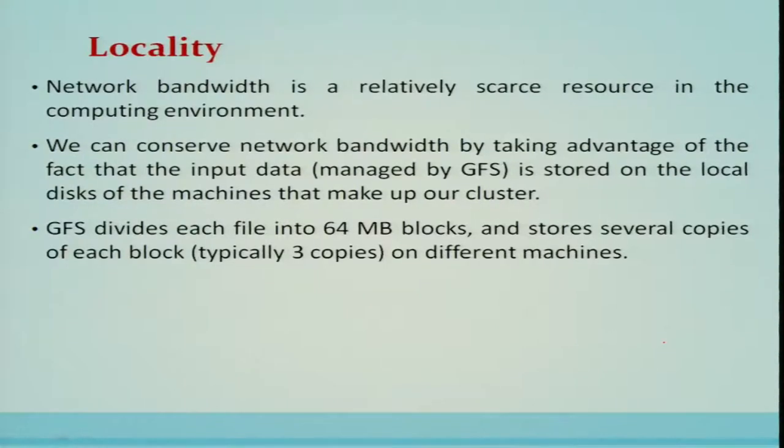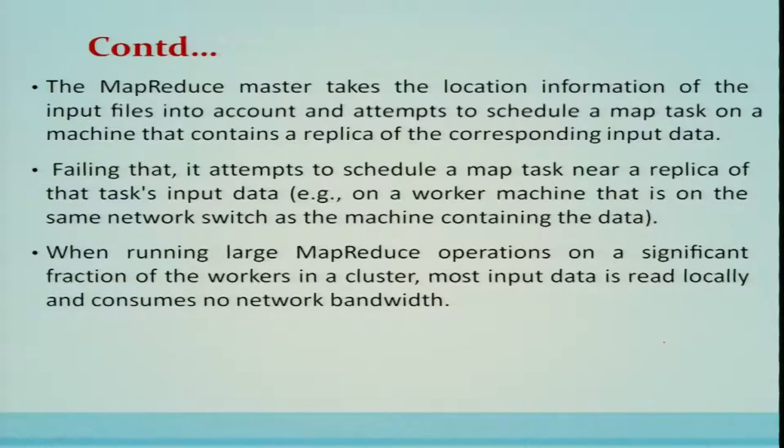Locality: network bandwidth is a relatively scarce resource in the computing environment. We can conserve network bandwidth by taking advantage of the fact that input data is stored on the local disks of the machines that make up our cluster. GFS divides each file into 64 MB chunks and stores several copies of each block, that is 3 copies on different machines. So the MapReduce master takes the location information of the input files into account and attempts to schedule the map task on a machine that contains a replica. Failing that, it attempts to schedule the map task near a replica of the task input. When running a large MapReduce operation on a significant fraction of the workers in a cluster, most input is read locally and consumes no network bandwidth.